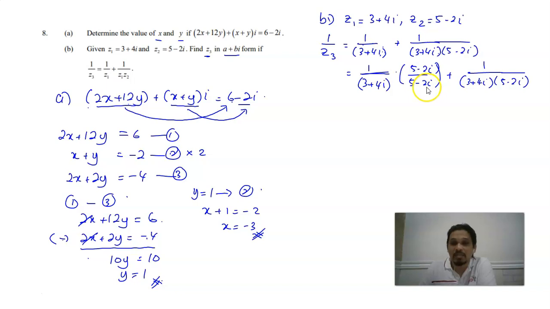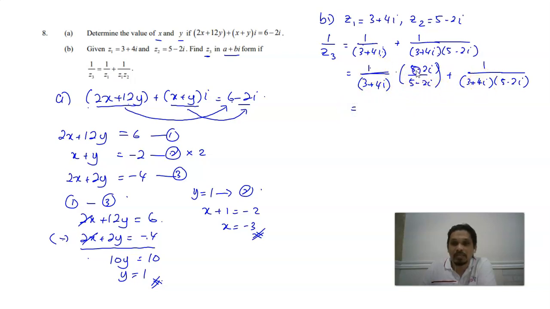But I cannot simply add up with this one on the denominator side only. So I need to come up with also 5 minus 2i on the top of this. Okay, so right now, look at the denominator of both of these: 3 plus 4i multiplied with 5 minus 2i, 3 plus 4i multiplied with 5 minus 2i. They are all equal now, right? Okay, they are equal now.